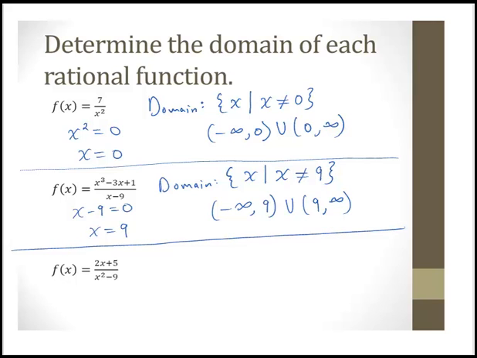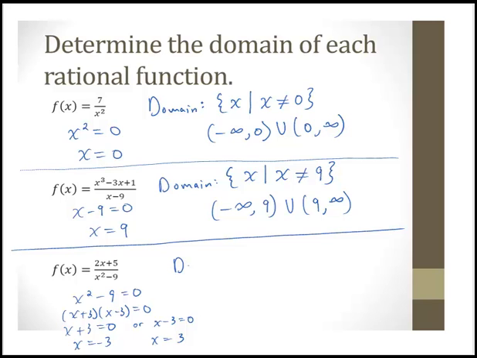In our third example, we have f of x is 2x plus 5 over x squared minus 9. So notice that x squared minus 9 equals 0. Well, I can factor that as x plus 3 times x minus 3. And then if I set each factor to 0, x plus 3 equals 0, which implies that x equals negative 3. Or x minus 3 equals 0, which implies that x equals positive 3. So if x takes either of those values, the denominator becomes 0, resulting in an undefined expression.